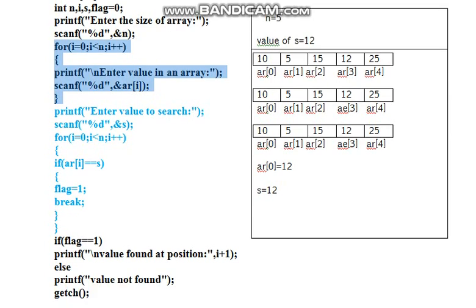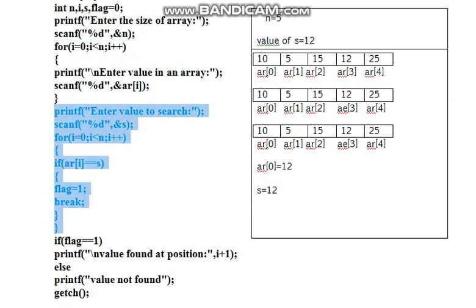Then the most important part, which you are watching in blue color here, this is the part of the search. What do we have to do to search? First we will input a value, which is s. s is the element which we have to search. So we will do printf enter value to search and scanf with ampersand s. This is the value we are taking to search.